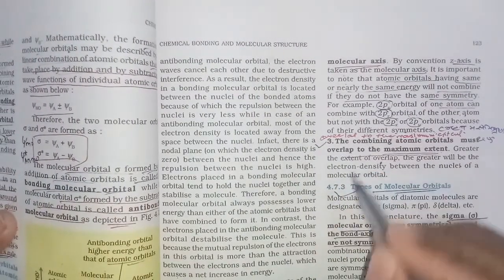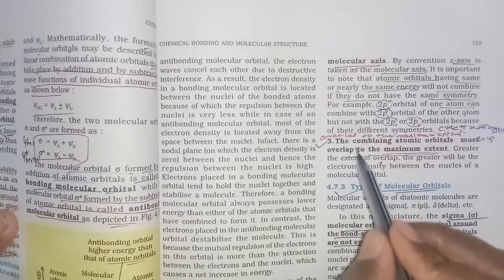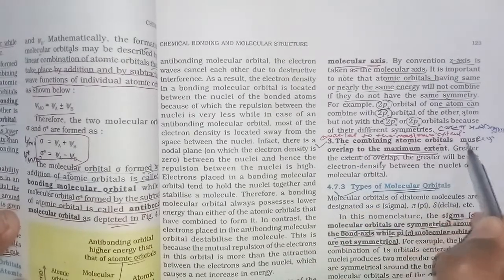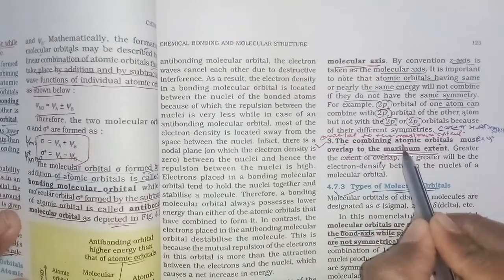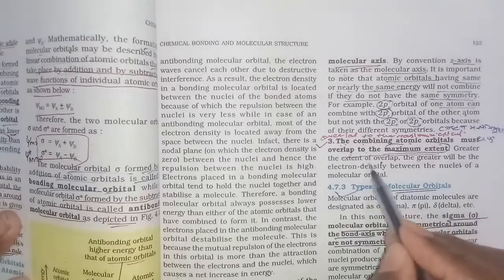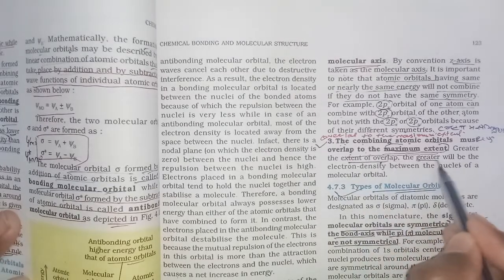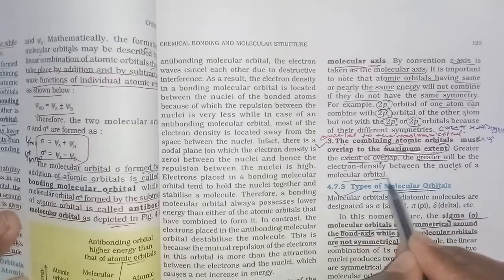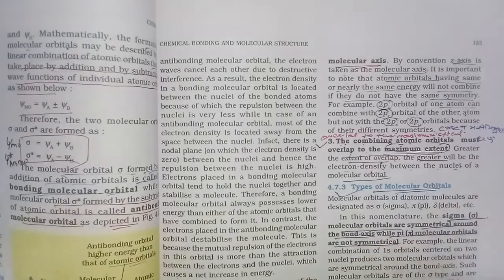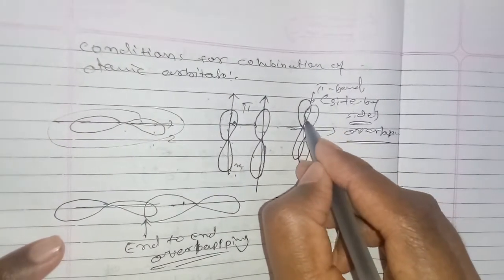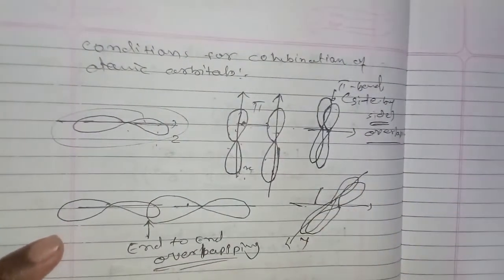The fourth condition is most important. The combining atomic orbitals must overlap to the maximum extent. The greater the extent of overlap, the greater will be the electron density between the nuclei in the molecular orbital. That means overlapping must be to a greater extent.